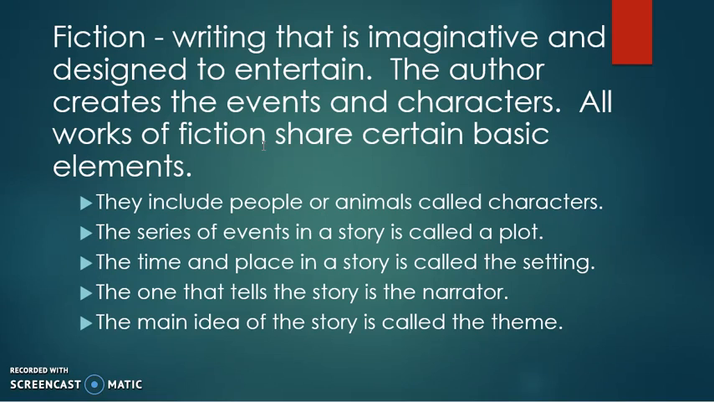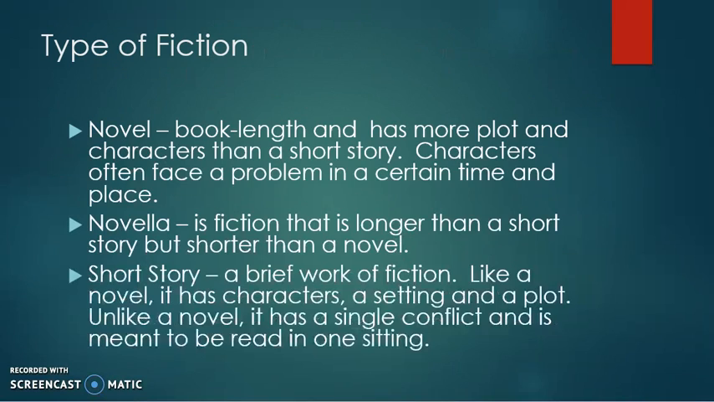And when we usually talk about fiction, we always say it's not true. It's made up, okay? Most of the time they include people or animals, which we call characters. The series of events in the story is called a plot. The time and place in the story is called the setting. The one that tells the story is called a narrator. And then the main idea of the story is called the theme. And we're going to go back over all of these a little bit more in depth in just a few minutes. Okay, now there are different types of fiction.